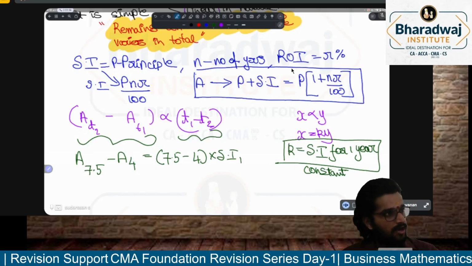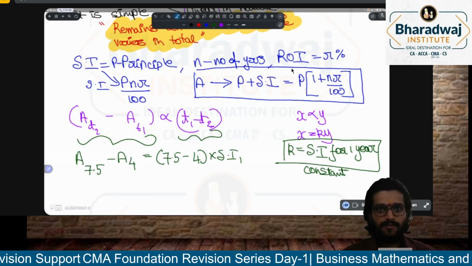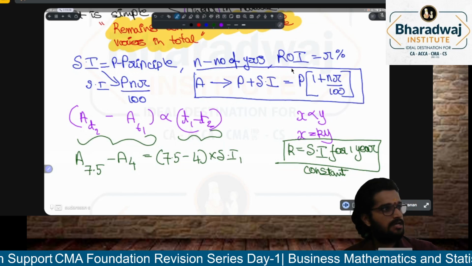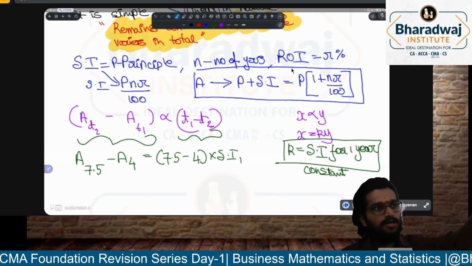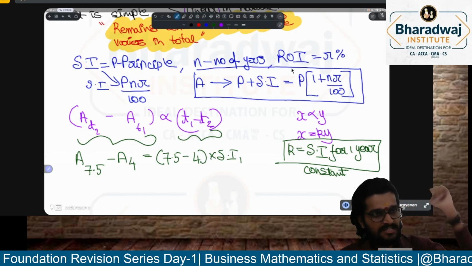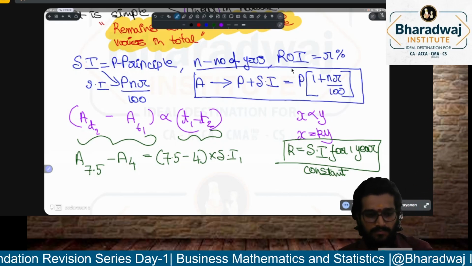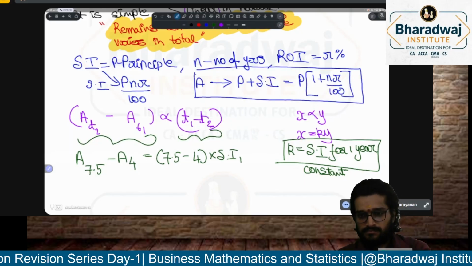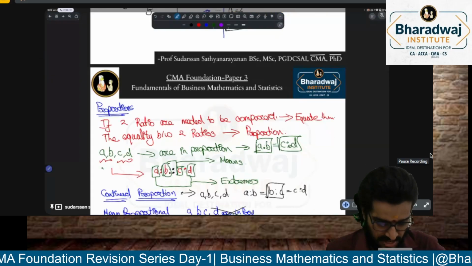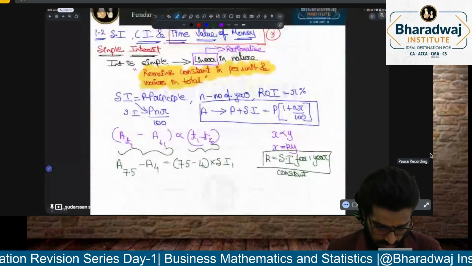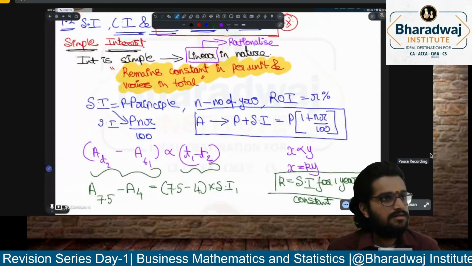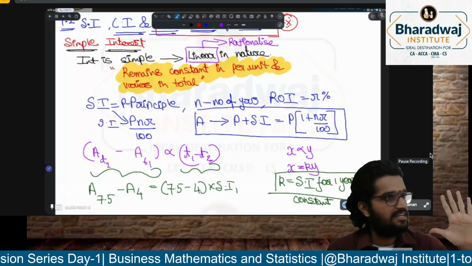So, will you be able to solve a similar type of problem? Yes or no? This is the one and only major area where you will be tested in simple interest. Proceeding further. These were the things when it comes to simple interest.